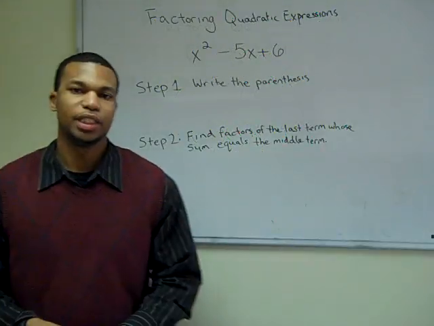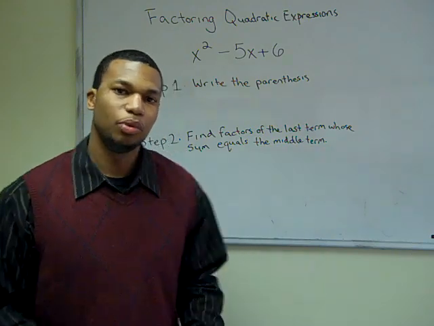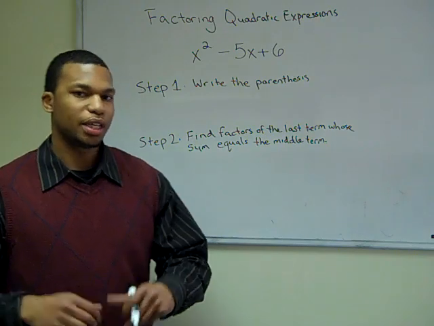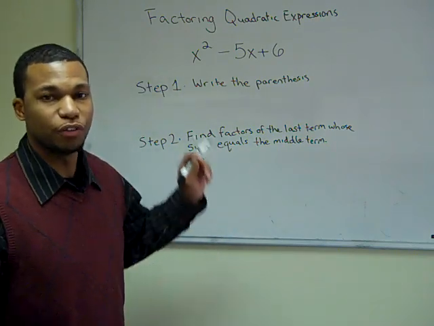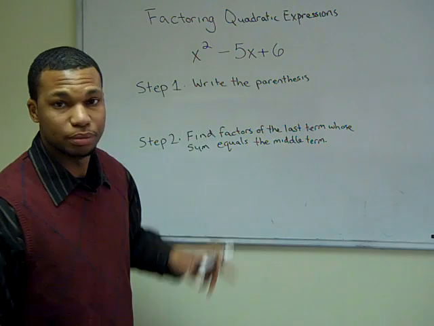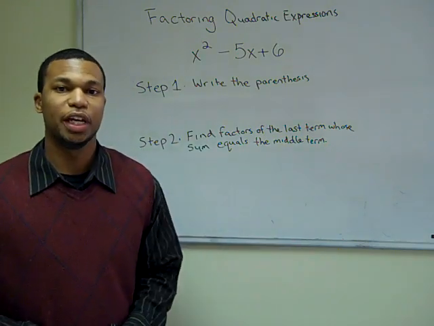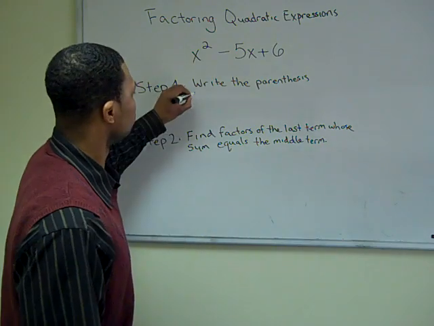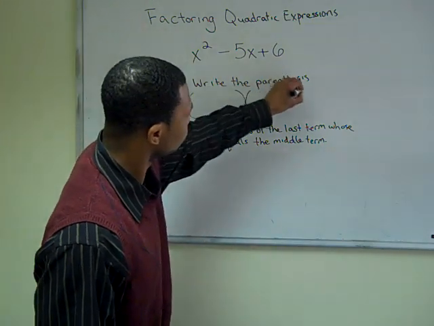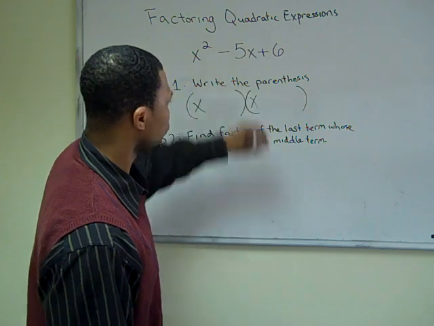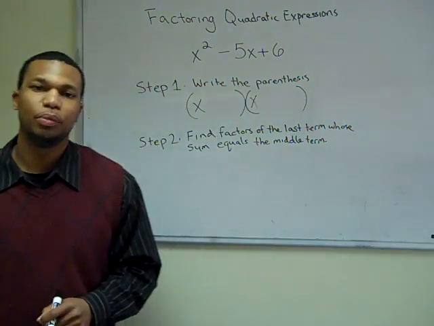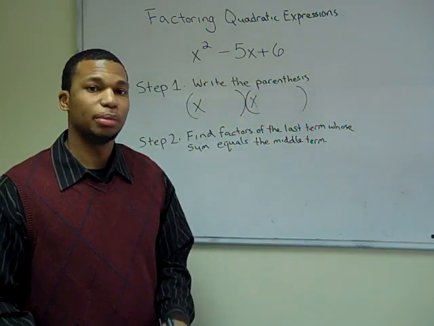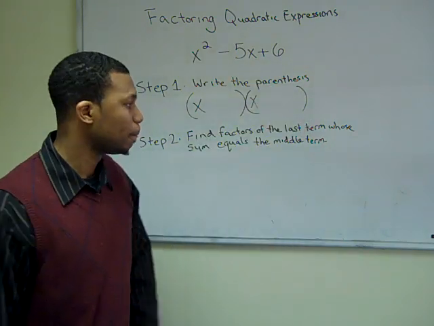Okay, let's look at another example. In this example, we have x squared minus 5x plus 6. Again, this is an example where our coefficient is 1 because there is no number in front of the x squared. So first, we're going to write our parentheses. In our second step, we're going to find factors of our last term 6, whose sum is equal to the middle term, negative 5.